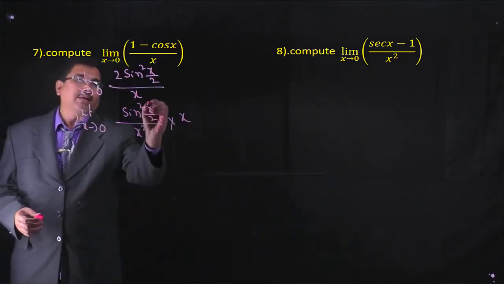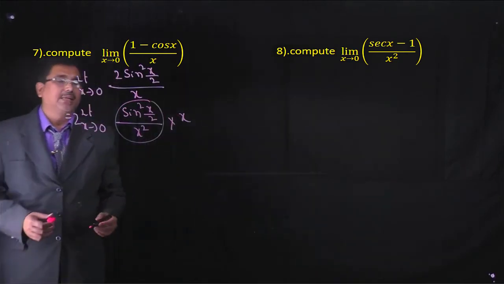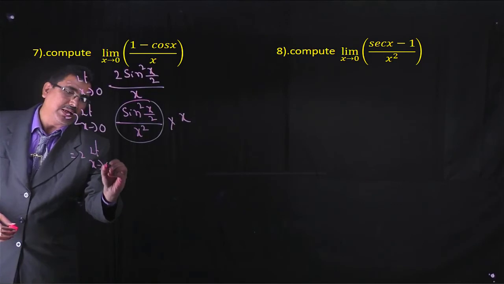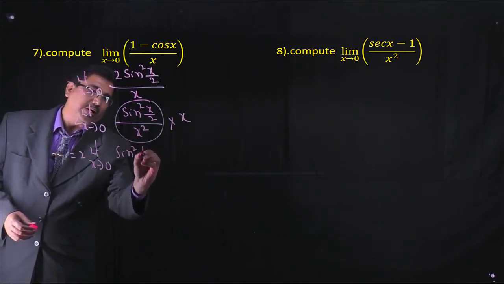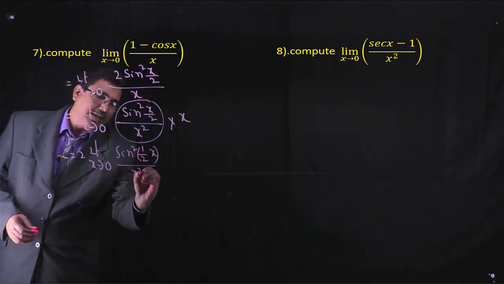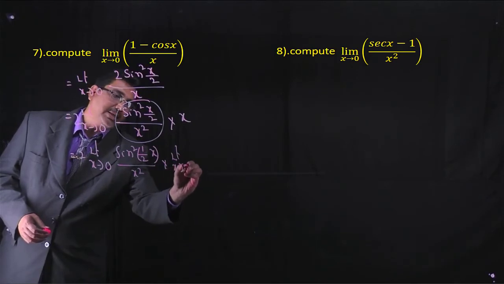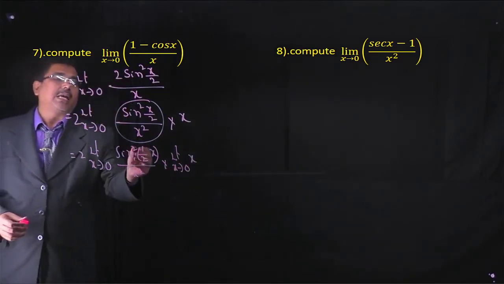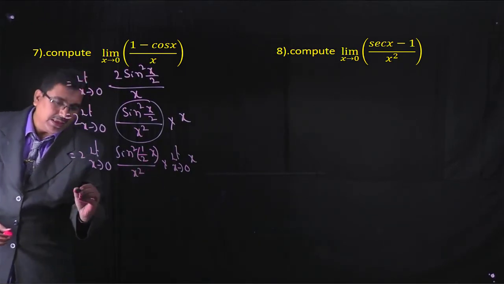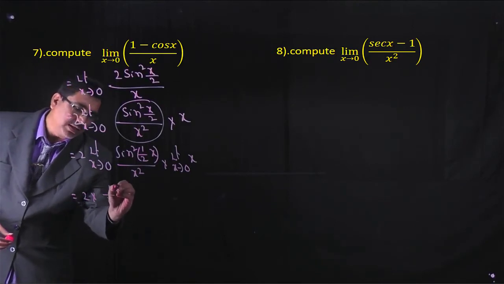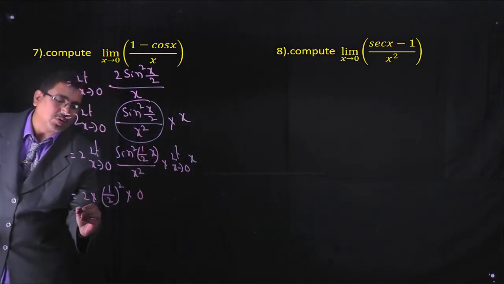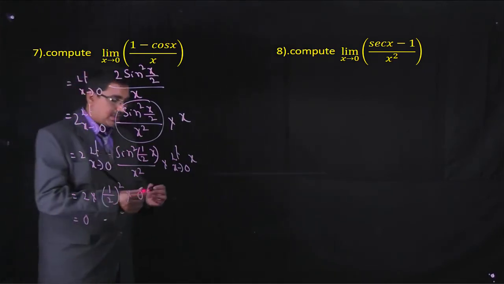Right, now this is of the form sin square ax by x square. I am writing one more step: limit x tending to 0, sin square 1 by 2 into x divided by x square, into limit x tending to 0 of x. Here sin square ax by x square gives a square, that is 2 into 1 by 2 whole square, but this limit is 0. So the product will be 0. Right, this is the limit value.